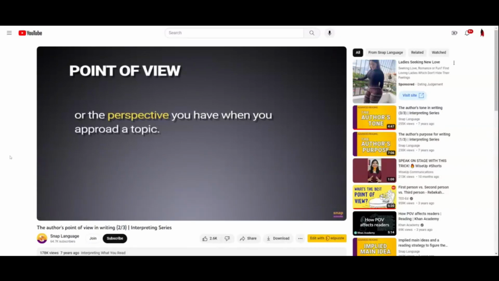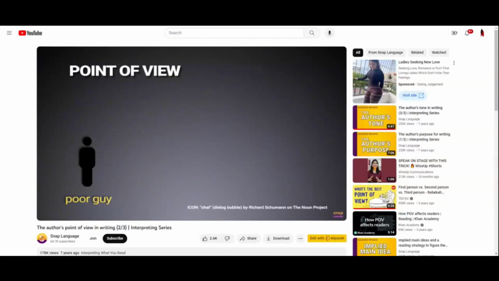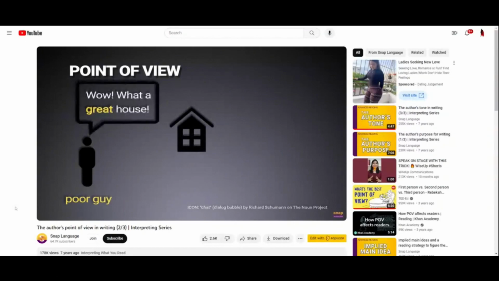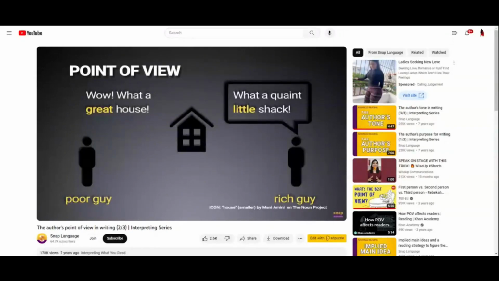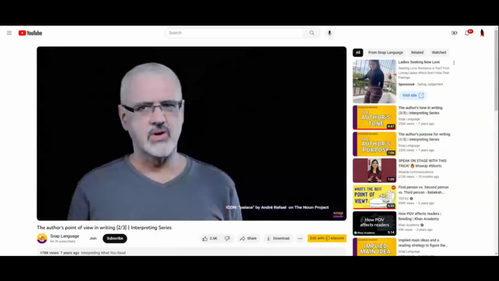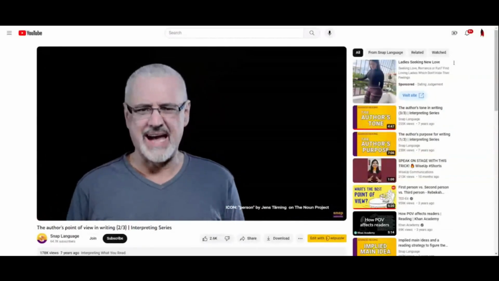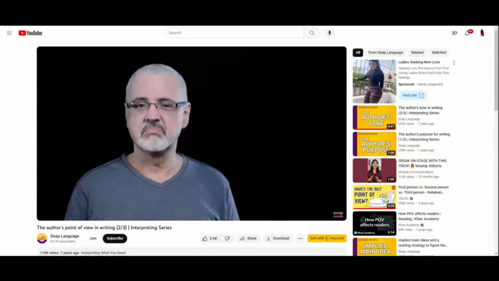When you approach a topic, a poor person will look at a house and say, "Wow, what a great house." A rich man will probably say, "What a quaint little shack." So, is the house a mansion or is it just a shack? Well, neither. It's the same house, but a poor person sees it from a poor person's viewpoint.